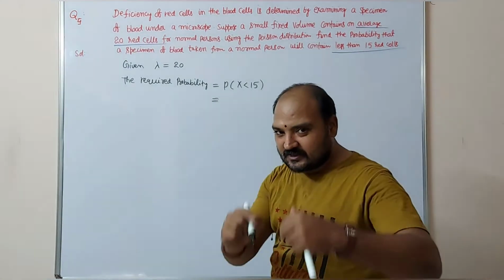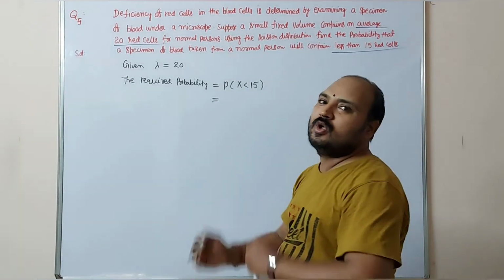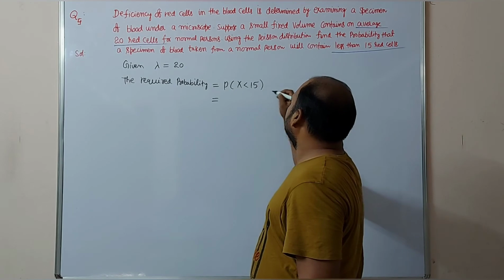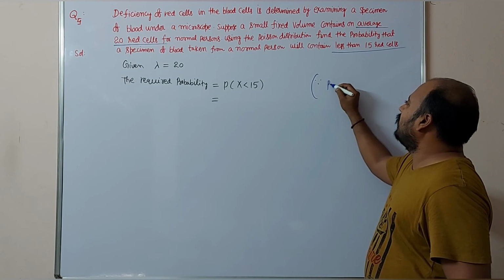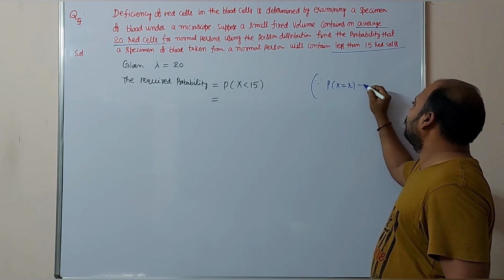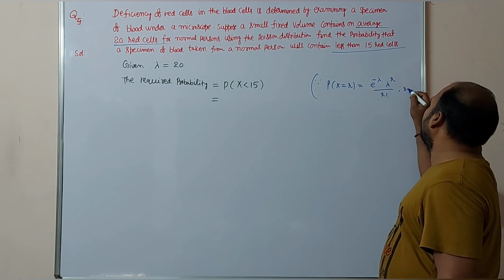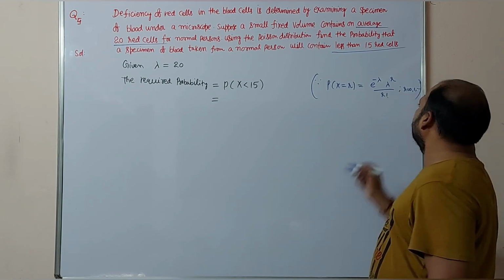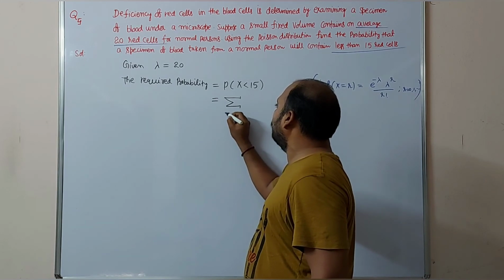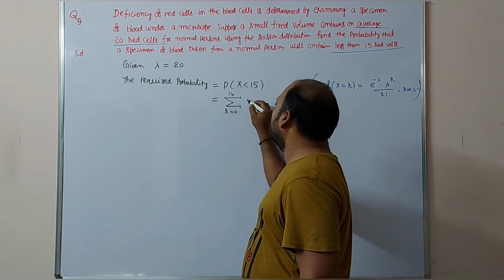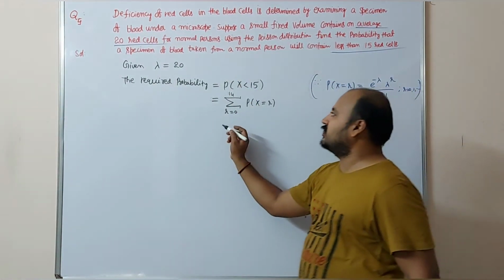So first write the formula for P of X is less than 15. Less than 15 means r is equal to 0 to 14 will come. P of X is equal to r. Here we are writing the probability distribution of Poisson: e power minus lambda, lambda power r by r factorial, where r is equal to 0, 1, 2 and so on. So here X is less than 15 means summation, sigma r is equal to 0 to 14, P of X is equal to r. That r value substitute, after that lambda value also.